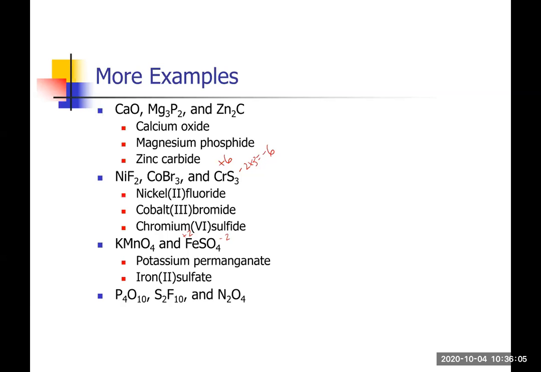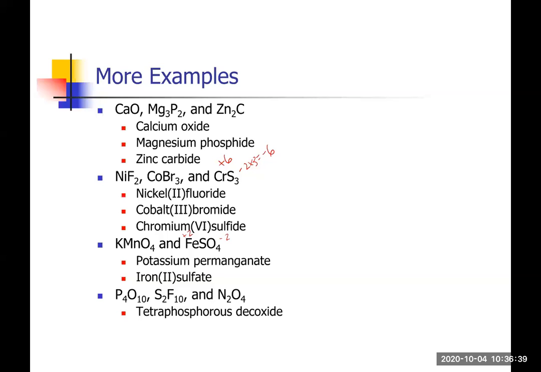Now here are some species when we look at them: P4O10, S2F10, and N2O4. Those are all nonmetals. So we're going to name them using the Greek prefixes. 4 is tetra, 10 is deca. Remember we said on the very first slide that we lose that O and we lose that A just to make things easier to write, easier to say. So this is going to be tetraphosphorus decoxide. We lose the A from deca.